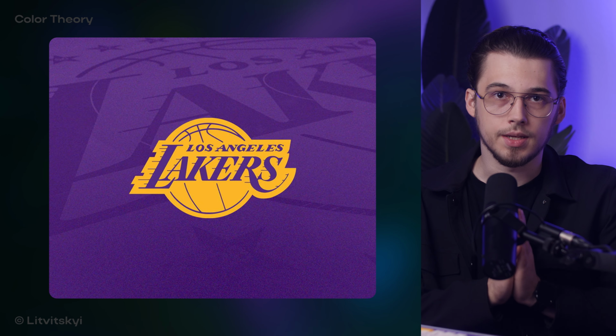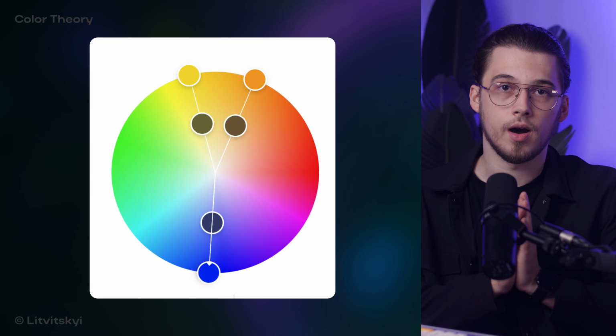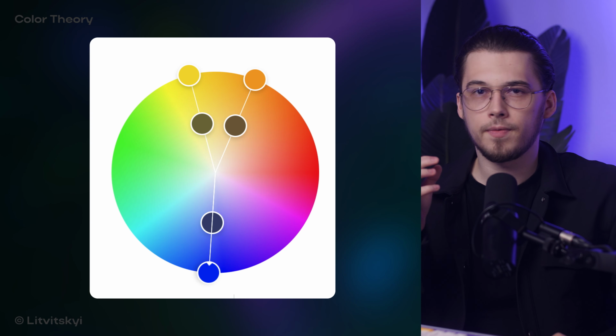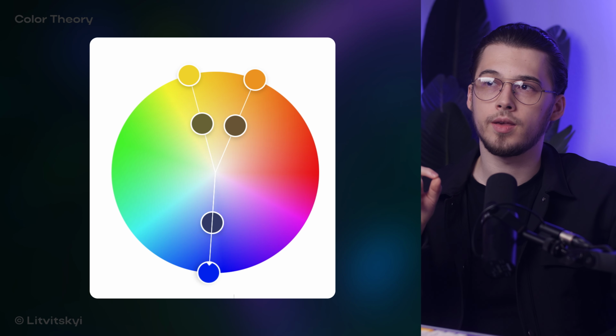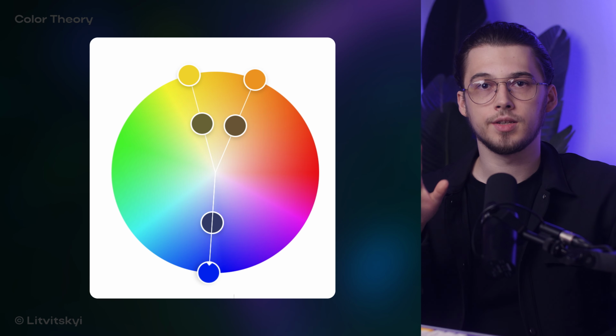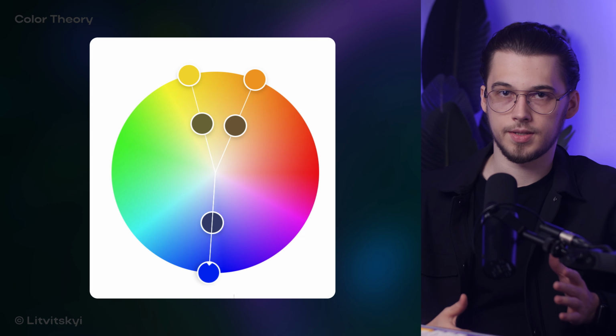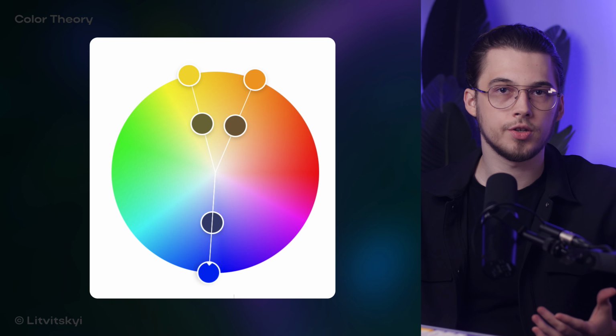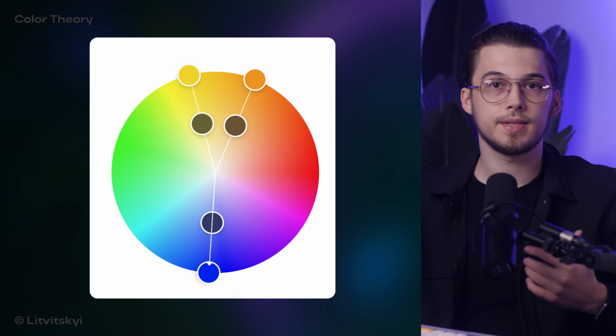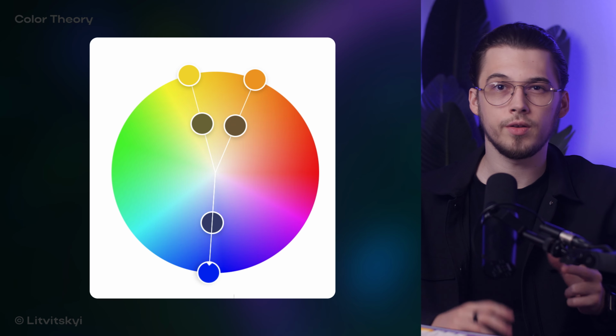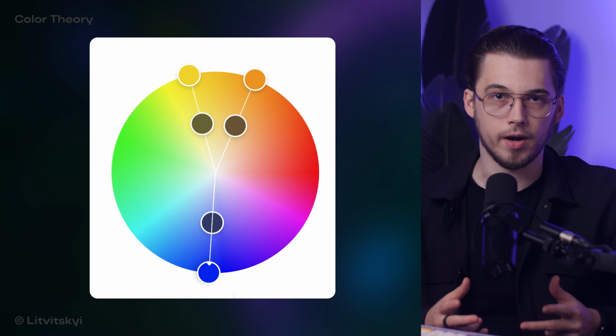The next one is split complementary harmony, a variation of complementary harmony where you use one color and the 2 colors adjacent to its complement. For instance, using blue with yellow-orange and red-orange. This provides high contrast but with more nuance than pure complementary pairs.